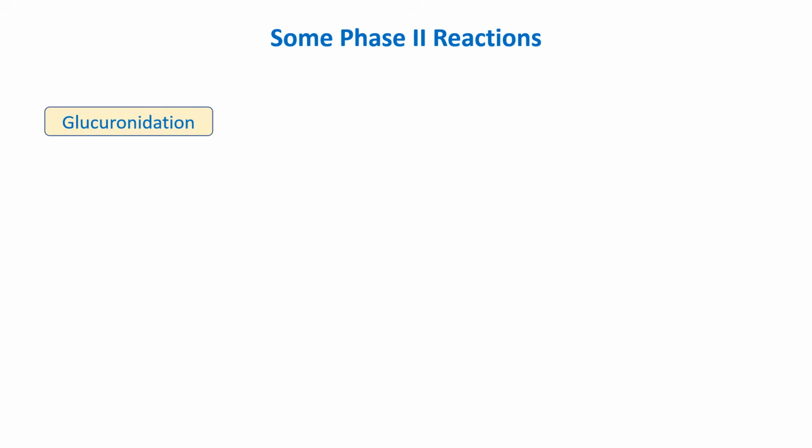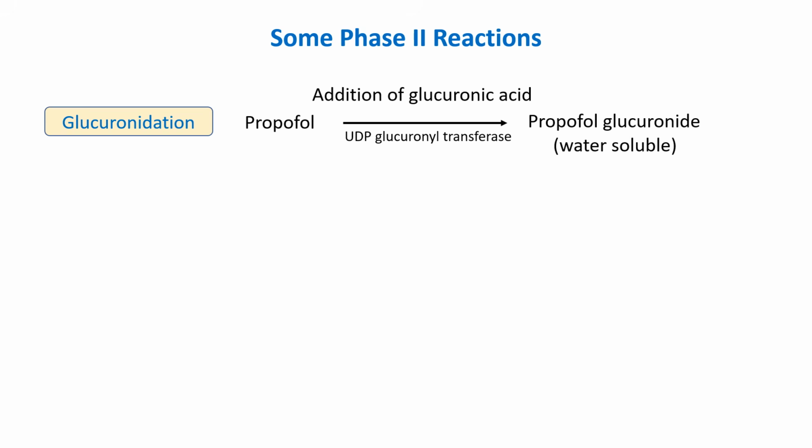Glucuronidation is one of the most common phase 2 reactions where glucuronic acid is added to the drug or its metabolite. This reaction is catalyzed by UDP glucuronyl transferase. Propofol undergoes glucuronidation to form propofol glucuronide, which is water-soluble and excreted in the urine.